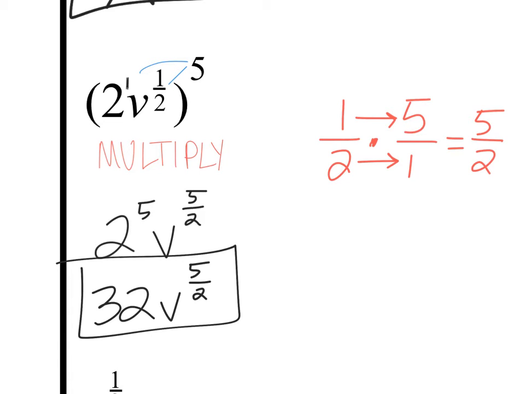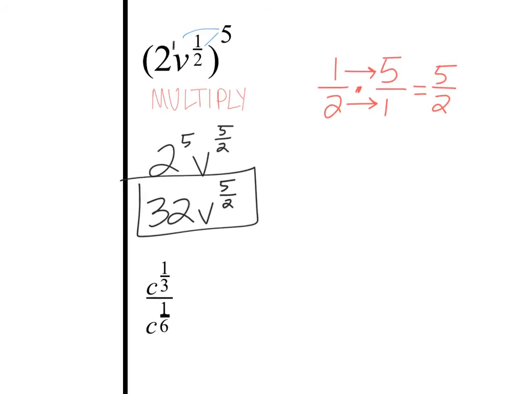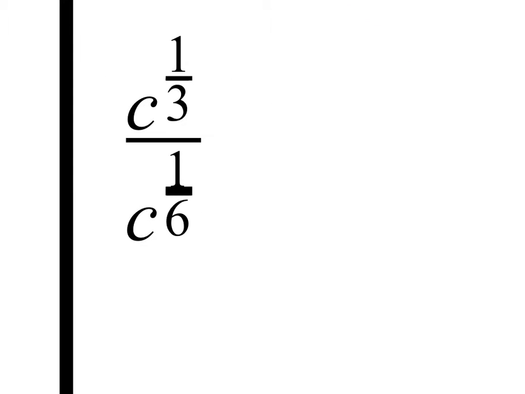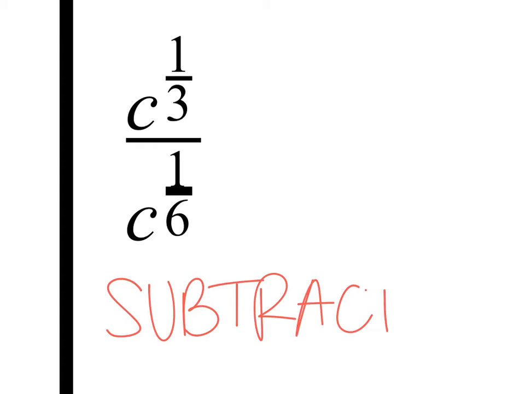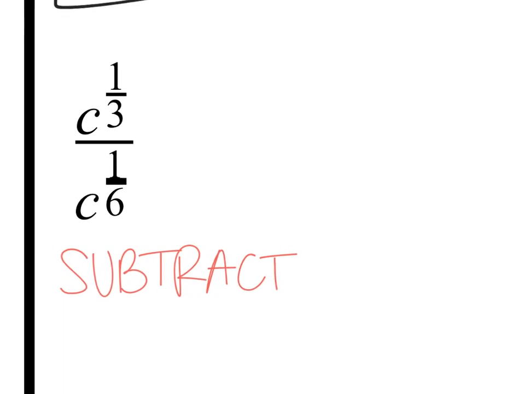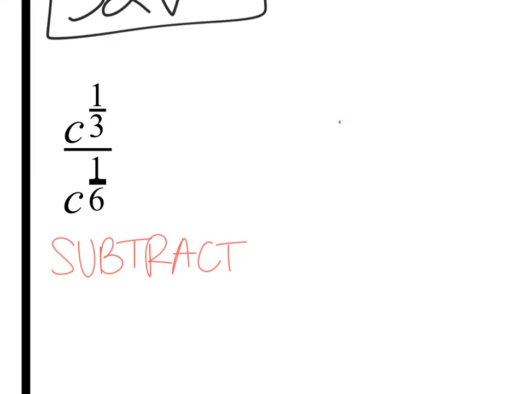Same base, division. What do you do? Not divide, you subtract. If you have coefficients out in front, you would divide those, but your exponents, you'll subtract them. So we are doing 1/3 minus 1/6. Shoot. There's no common denominator. What would it be, though? Just 6. You only have to multiply this one on the left by 2 to get that.